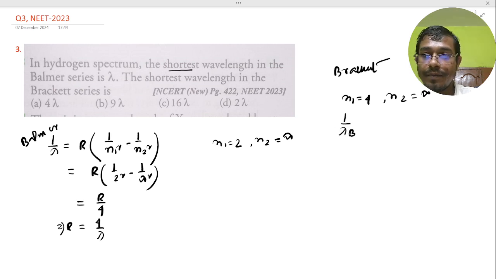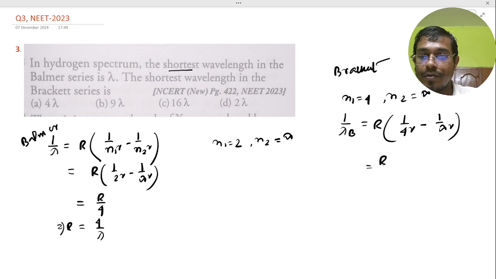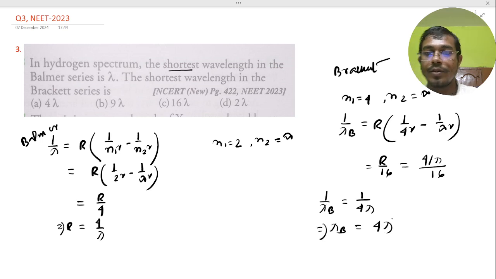So lambda B, for Brackett, is basically R into 1 by 4 square minus 1 by infinity square. You calculate and get the value R by 16. Put the value of R, we get 4 by lambda divided by 16. So 1 by lambda B is equal to 1 by 4 lambda, which implies lambda B equals 4 lambda. So 4 lambda would be our correct answer. Option A is correct, 4 lambda.